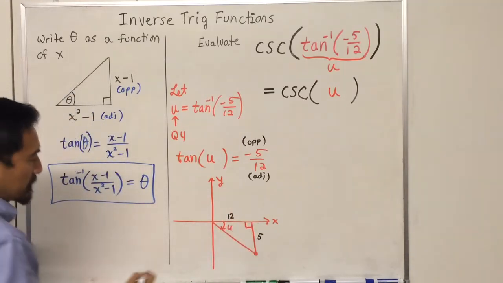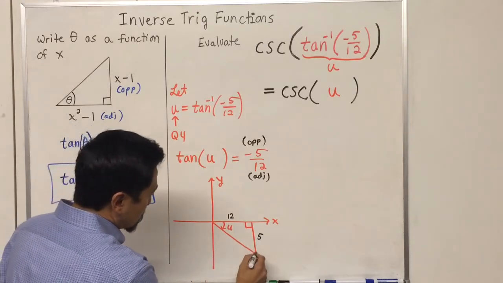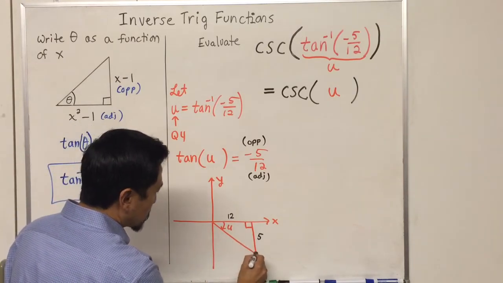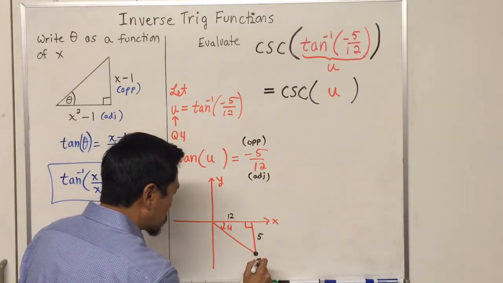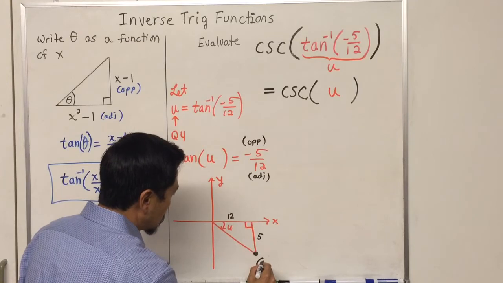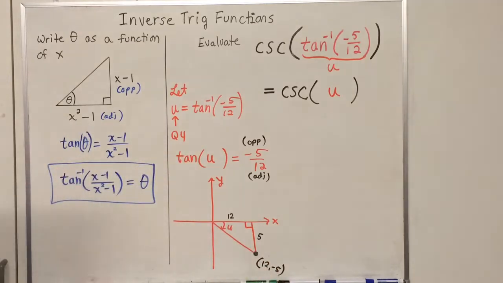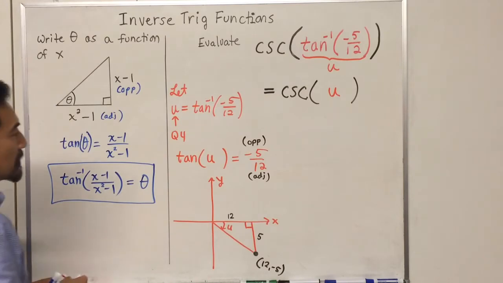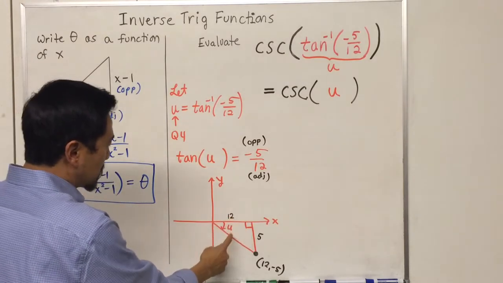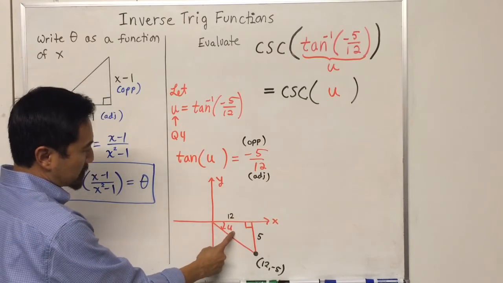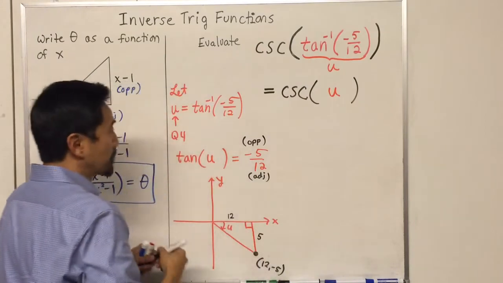Now, if I wanted to, I could write this as an ordered pair. That little point there would be the same as positive 12 and -5, right? Okay, now, using this triangle, which has angle u in it, I can now evaluate the cosecant of u.